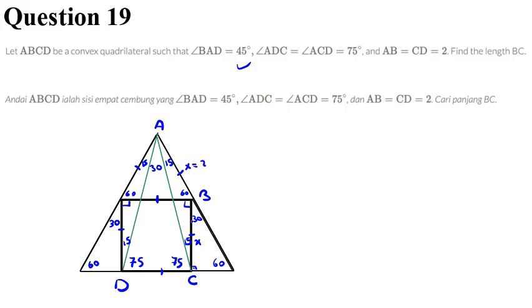Find the length of BC. Okay, you can easily prove that it is a unique figure, so it satisfies all the conditions here. So we have these things, ABCD.